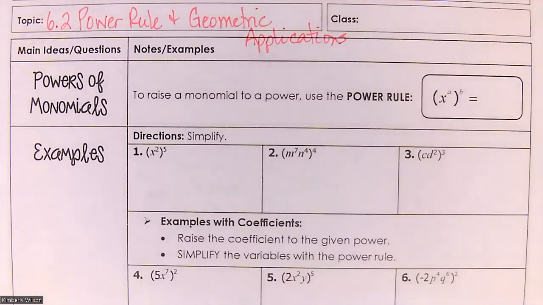Hello again. Today we're covering 6.2, which is the power rule. It's a power to a power, and geometric applications where you're going to see this used with shapes. Okay, so here we go. Let's talk about what the power rule is.